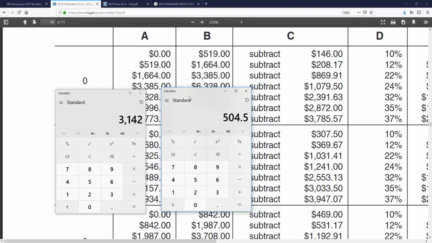So what I do is I teach people how to calculate their tax bill. And you see, we just did it. We just calculated $3,142. Very simple, takes a couple minutes. You may need a calculator to do it, but not hard at all.